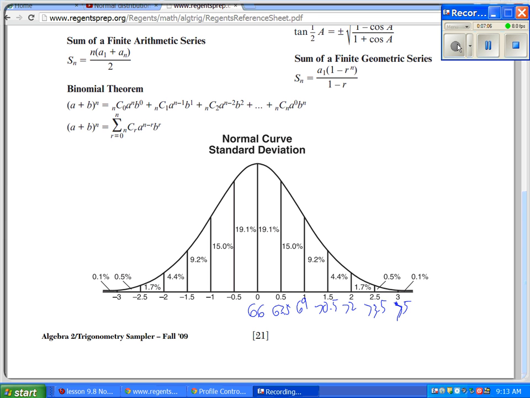Let's get below the mean done also. What's 0.5 standard deviations below the mean? 64.5, 63, 61.5, 60, 58.5. All right. So we got our curve filled in.